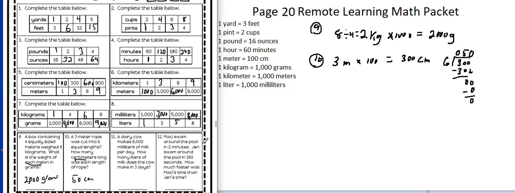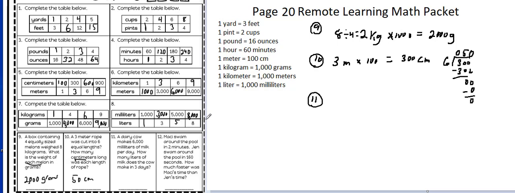All right, number 11. A dairy cow makes 6,000 liters of milk per day. How many liters of milk does the cow make in 3 days? Okay, so day 1 would be 6,000 milliliters. Day 2 would be 6,000 milliliters. Day 3 would be 6,000 milliliters. So I'm going to do 6,000 times 3, 18. So it gives me 18,000 milliliters.